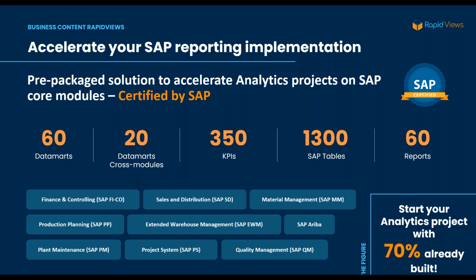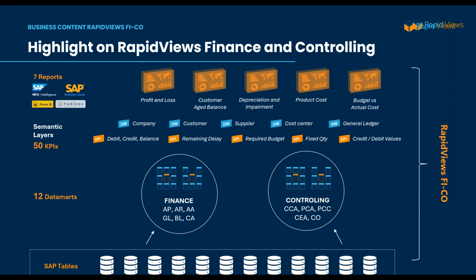And we have a lot of predefined KPIs that you can use, modify, or of course also use to build your own data warehouse. So typically on finance, we are covering everything about finance and controlling. We provide about 12 data marts, more than 50 KPIs, and samples of reports. The reports that we provide today are built using Web Intelligence technology, SAP Analytics Cloud, Microsoft Power BI, and Tableau software. It's just a sample of reports, okay?